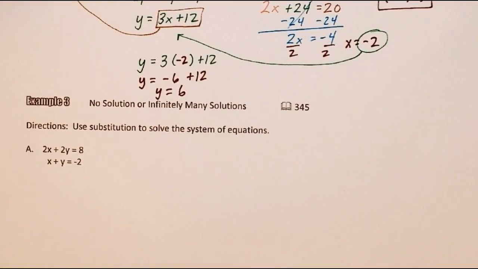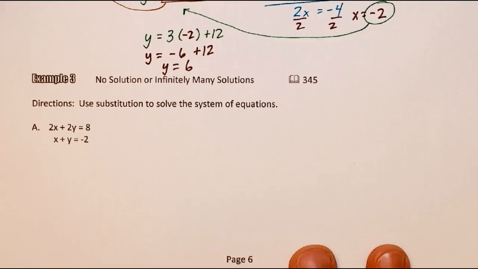In example number 3, it is possible that when we solve these systems of equations that we get no solutions. If you remember from graphing, no solution would be where the two lines are parallel. So you'll have the same slope, different y-intercept. Or if you have infinitely many solutions, you have the same exact line. So you'll have the same slope and the same exact y-intercept.